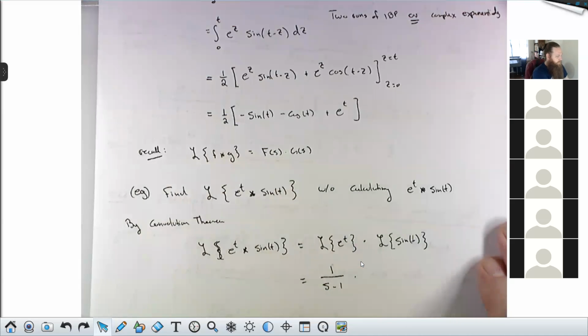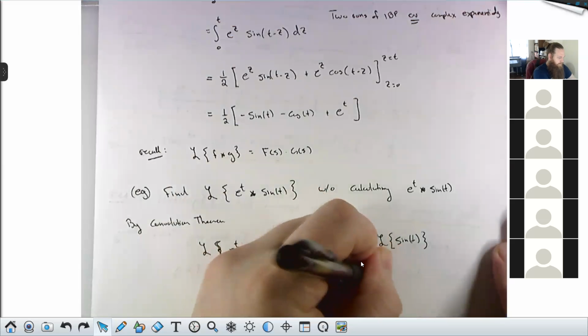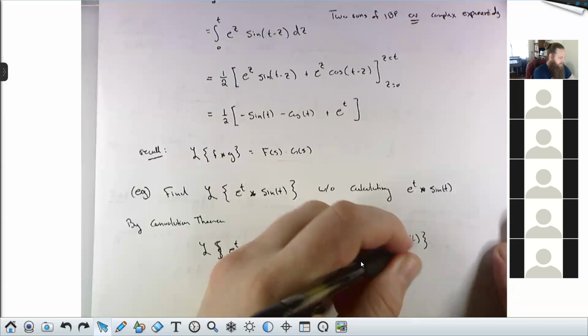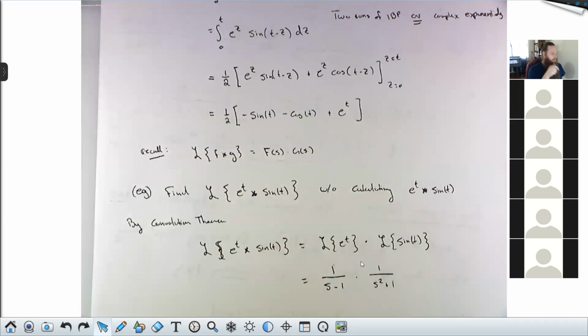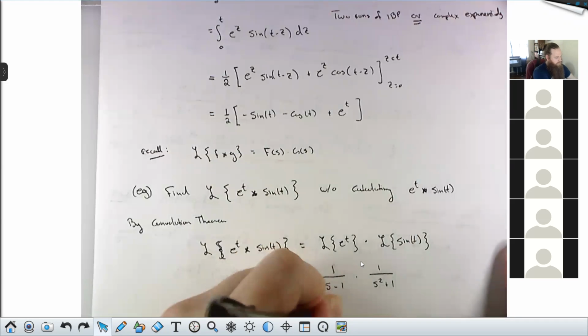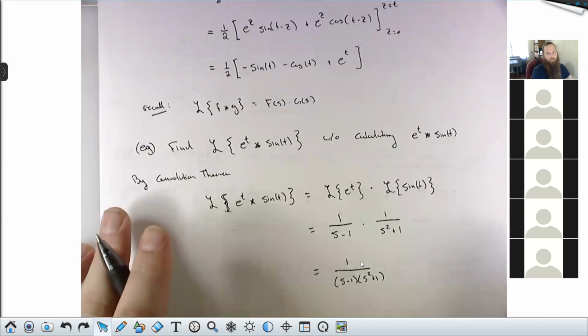And the Laplace transform of sine t? 1 over s squared minus s or plus 1. I forgot. So yeah, the sine is 1 over s squared plus the inside number squared. So this would just be s squared plus 1. Okay, in other words, the Laplace transform of this convolution is 1 over s minus 1 times 1 over s squared plus 1. So here's one power of the convolution thing.